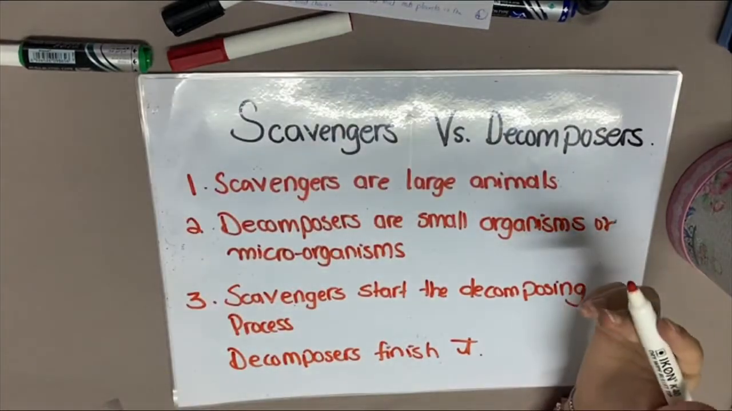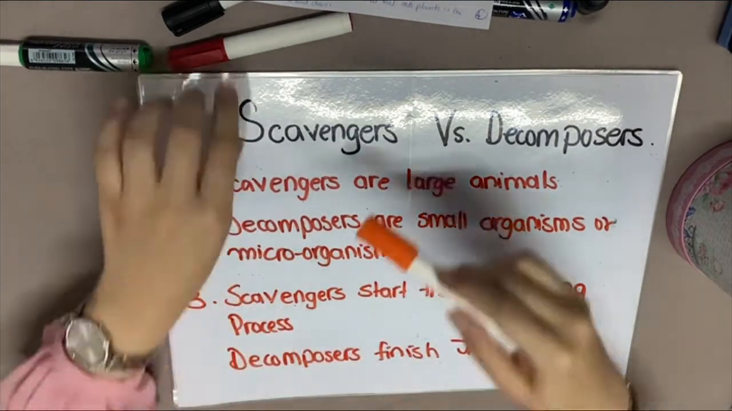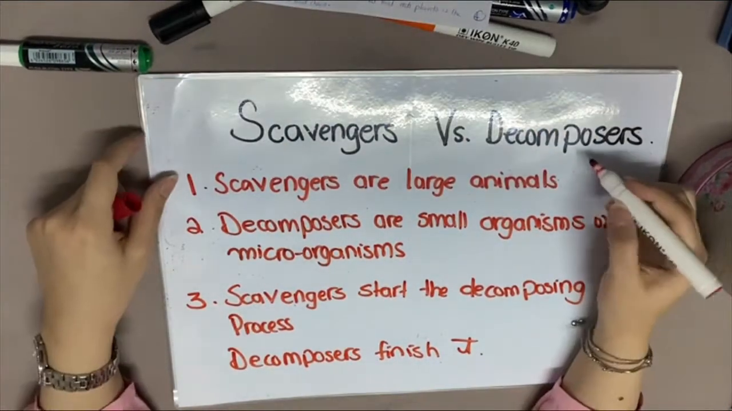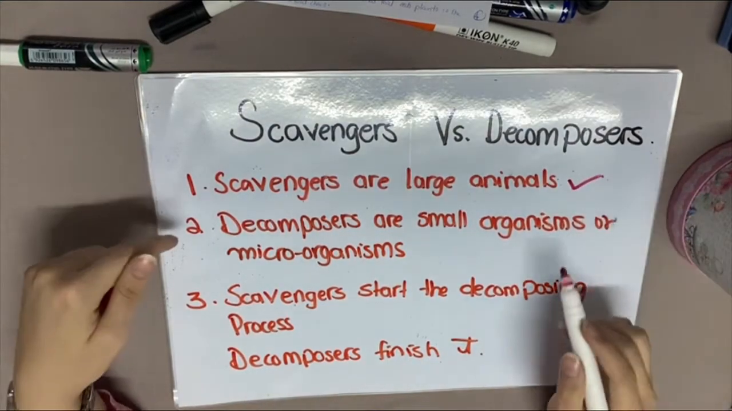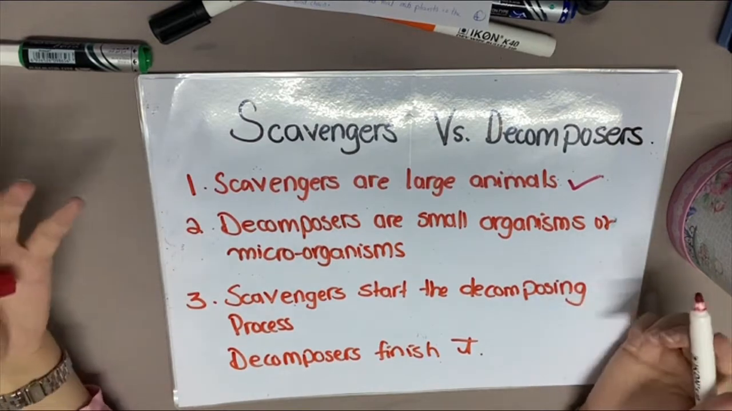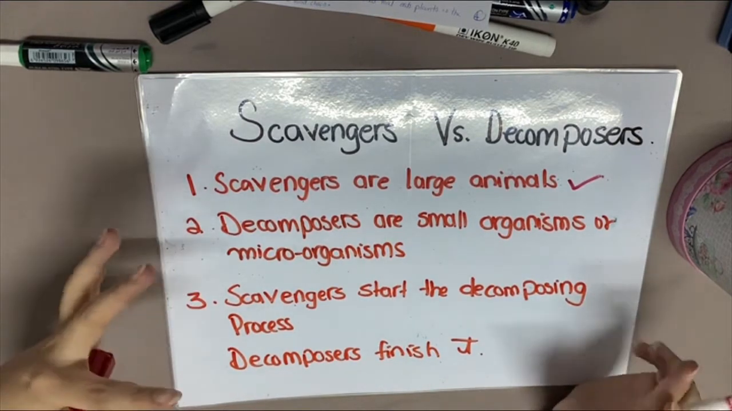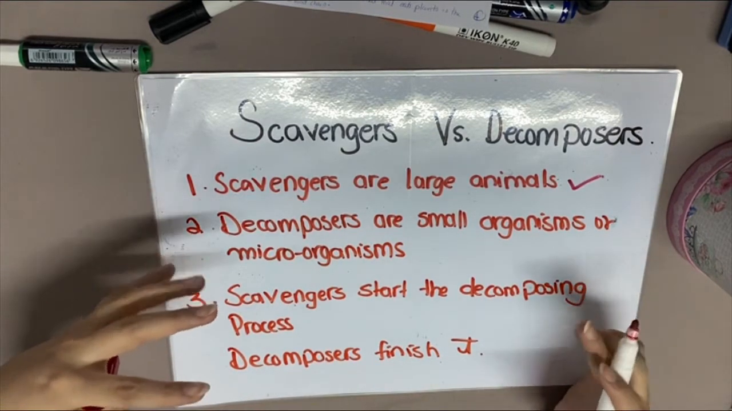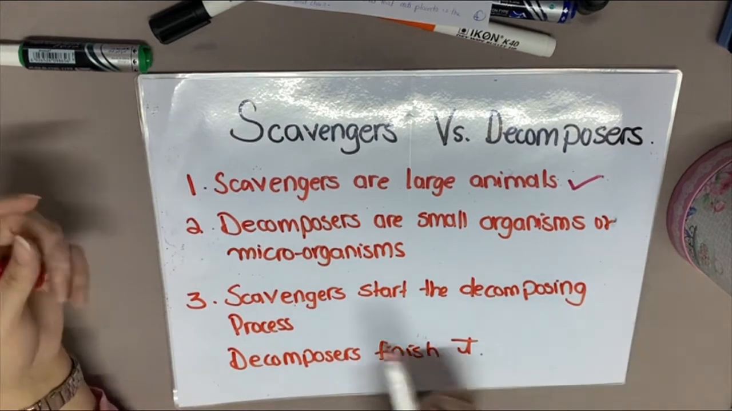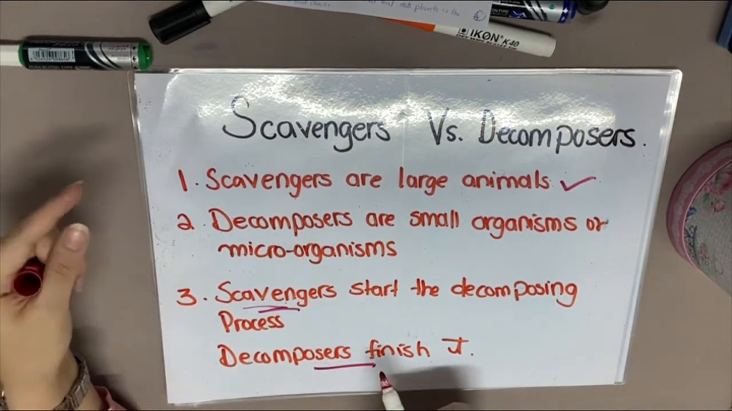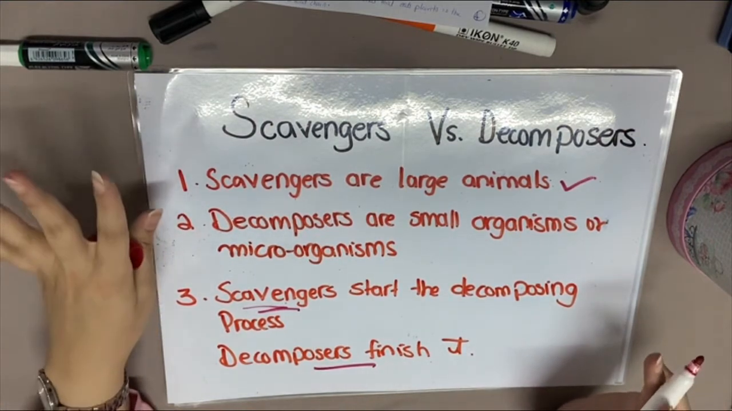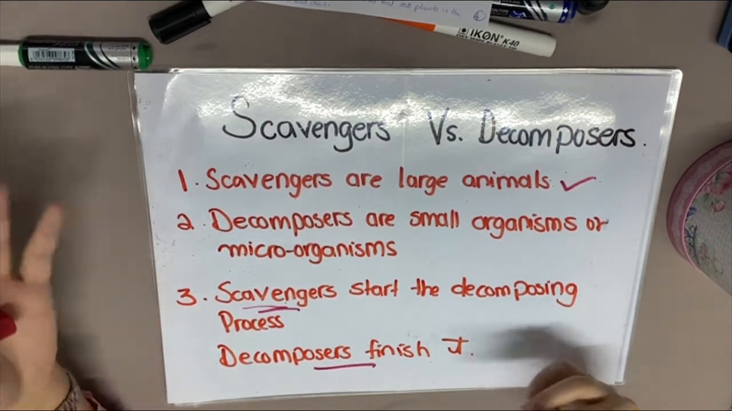Let's actually compare scavengers and decomposers. Scavengers are large animals. This is a very important point. Decomposers are small organisms or microorganisms. When it comes to the process of decomposing, scavengers start it and decomposers finish it. Now we're done with our first objective, identifying producers and consumers.